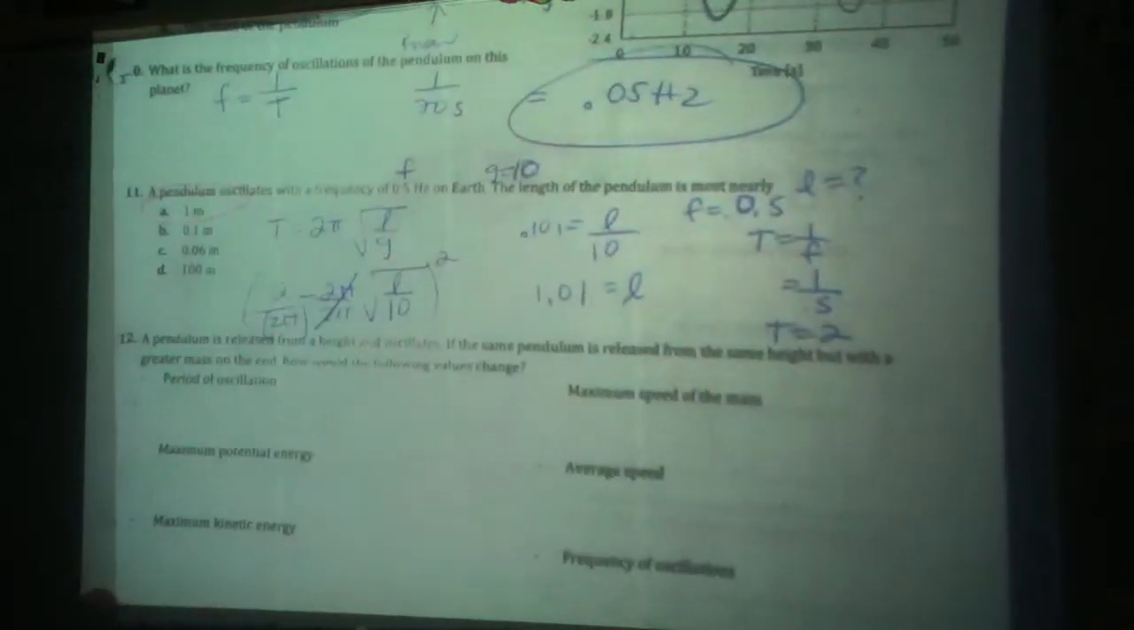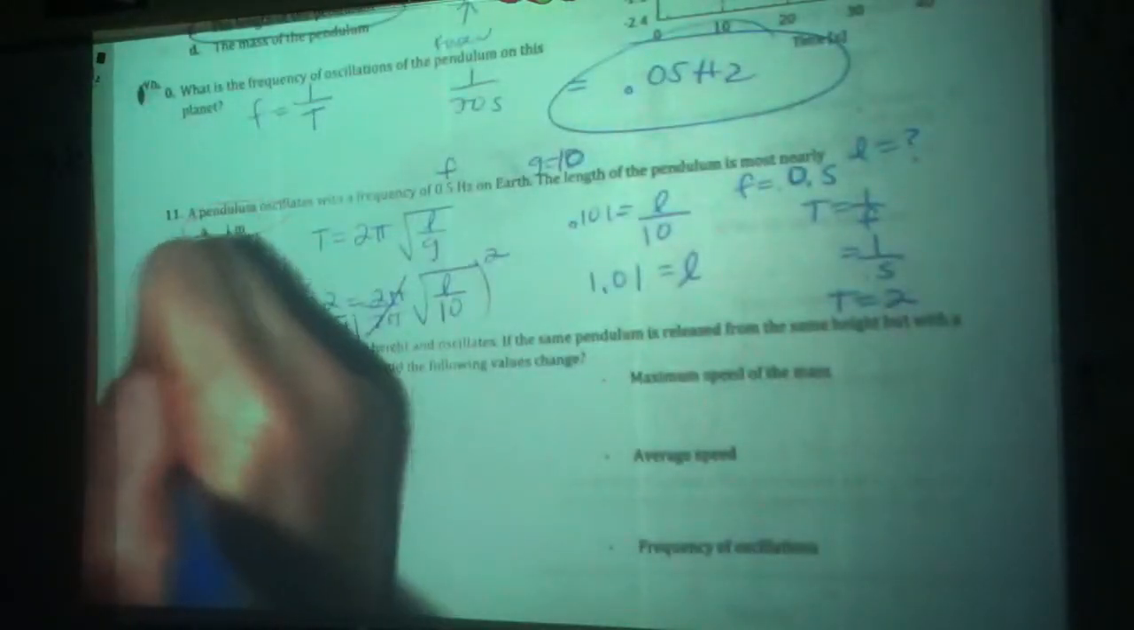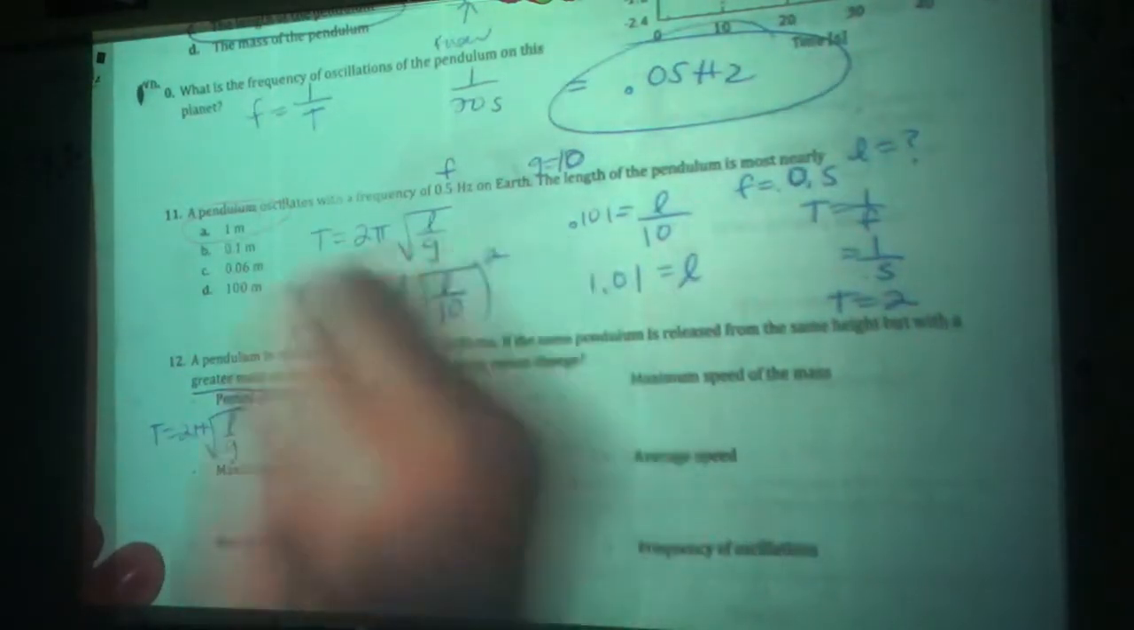A pendulum is released from a height and oscillates. If the same pendulum is released from the same height, but now has a greater mass on the end, how would the following values change? Well, when we look at period for a pendulum, that's 2 pi square root of L over G. So there's no dependence on mass, so this is going to stay the same.